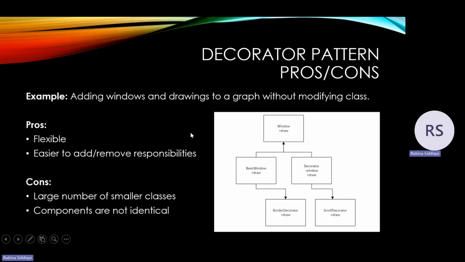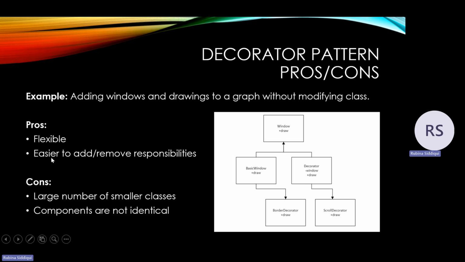So my example of a decorator pattern was adding windows and drawings to a graph without modifying the class. So I got window, plus draw, basic window, plus draw, and then we got decorator, window, and draw. Then we have border decorator, draw, and then scroll decorator, draw.